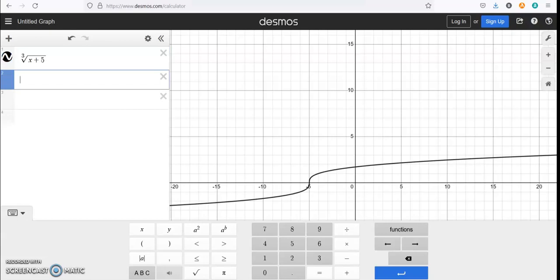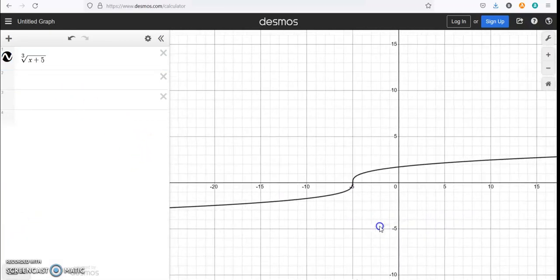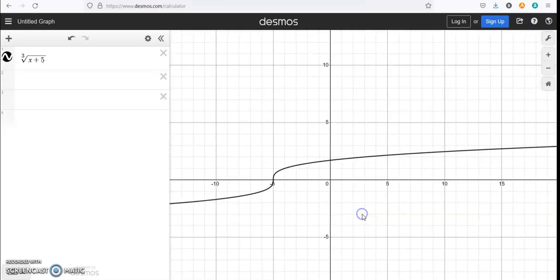No problem with this function at all. It appears to be continuous at every single value of x, and indeed it is, and so it's continuous at every value in its domain.